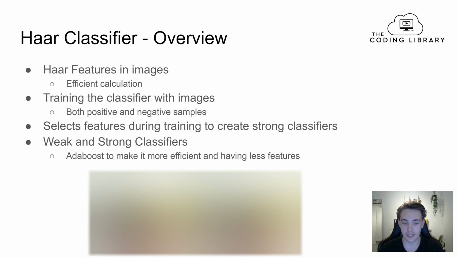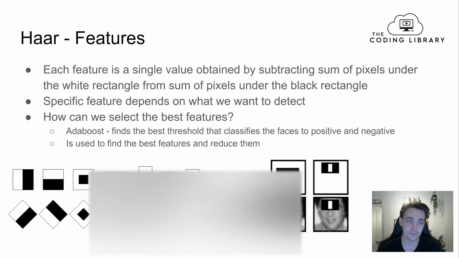So AdaBoost is to make it more efficient and have fewer features, because if we're not using some kind of optimization, we will just have a lot of different calculations, and it will not really be time efficient. So we're going to talk about this AdaBoost a lot more in this video, because it's really good for when we're training and also when we're using our Haar Cascade Classifier.